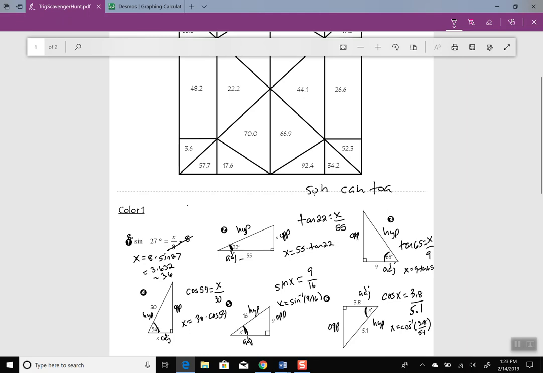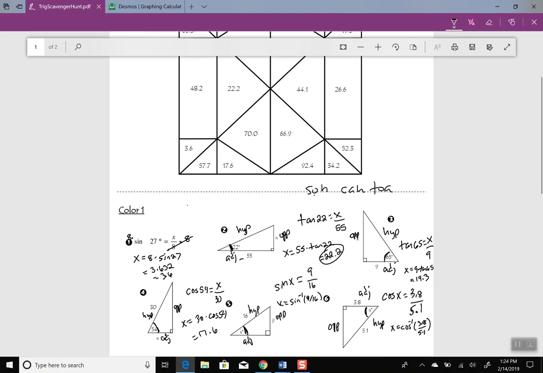Alright, so I'm going to just do these on the TI-83 to the side, making sure I'm in degree mode. So 55 times the tangent of 22 is 22.2. Nine times the tangent of 65 is 19.3. 30 times the cosine of 54 is 17.6.